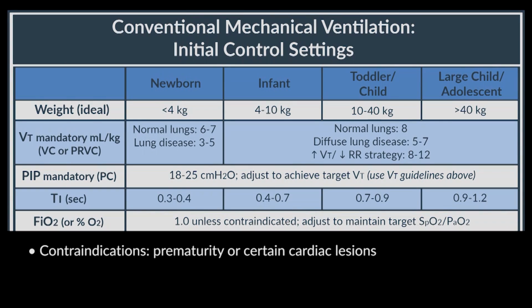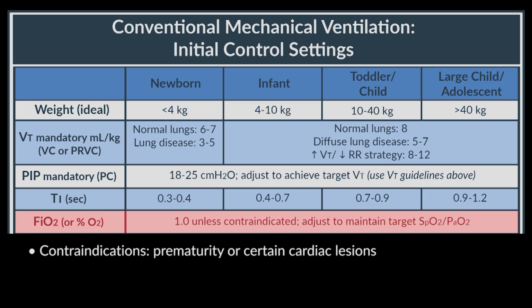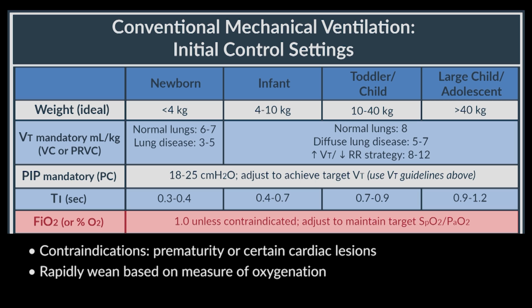Unless contraindicated, for instance by prematurity or certain cardiac lesions, we're going to use an FiO2 of 1 or 100% oxygen as our initial setting, but we're going to be ready to rapidly wean that based on some objective measure of oxygenation, such as the oxyhemoglobin saturation.